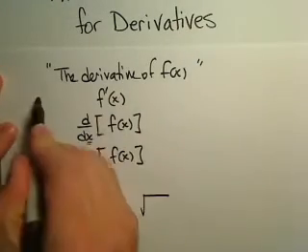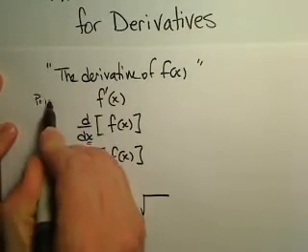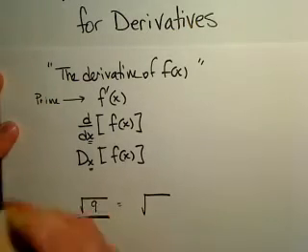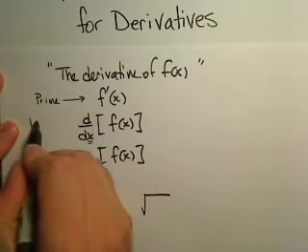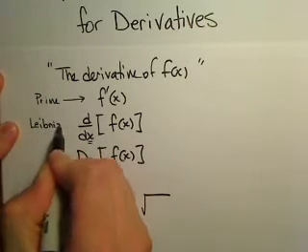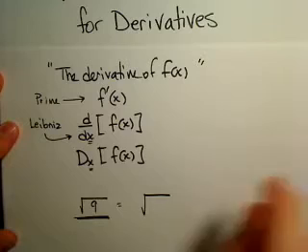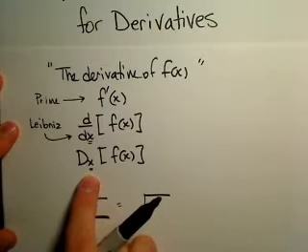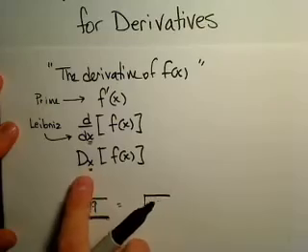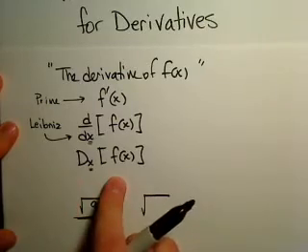For what it's worth, this is often described as prime notation. This is Leibniz notation after Gottfried Leibniz, one of the co-inventors of calculus. And then this big D, that doesn't really have a name, but I just call it big D notation. You should be aware there are other ones as well.